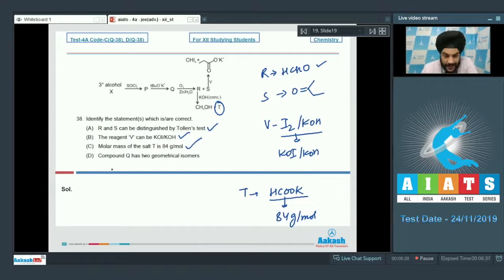If you talk about option D now, it says that the compound Q has two geometrical isomers. So if you talk about the compound Q, it was an alkene represented by this structure, and we know that this alkene cannot show geometrical isomerism. Okay, so option D is not correct, students. So for question number 38, we have to mark the correct answer as option A, option B, and option C.